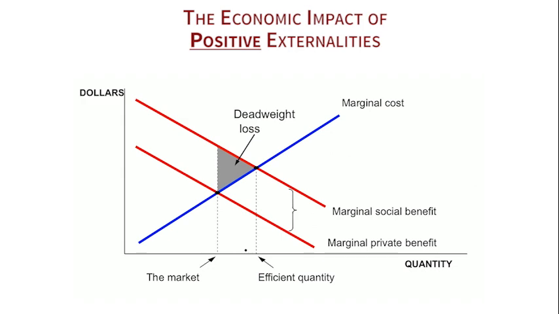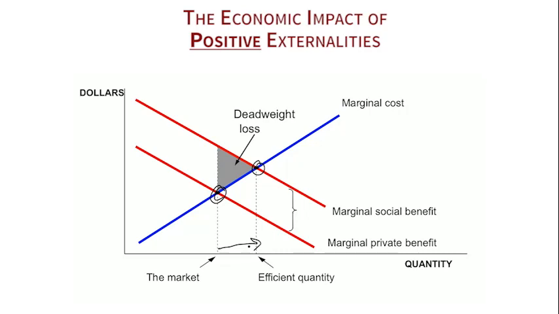In the case of ignoring the marginal social benefit, the amount that will be produced by the market is indicated there. If you take into account the higher marginal social benefits, the curve is going to be higher because the benefits are higher, then you produce this much. And so the efficient quantity is higher than the market produces. You're not producing enough education in this case, or you're not producing enough research.